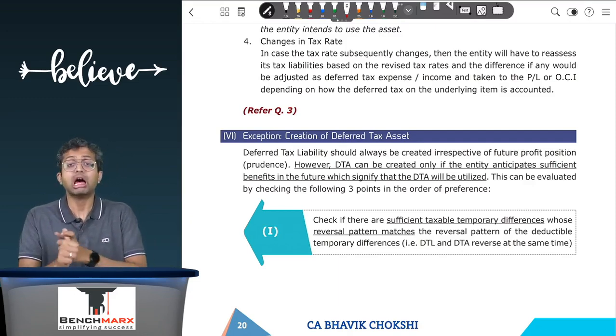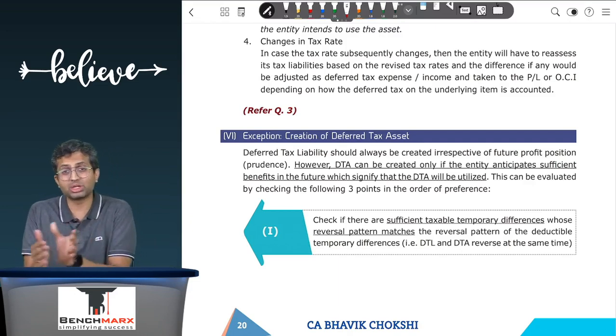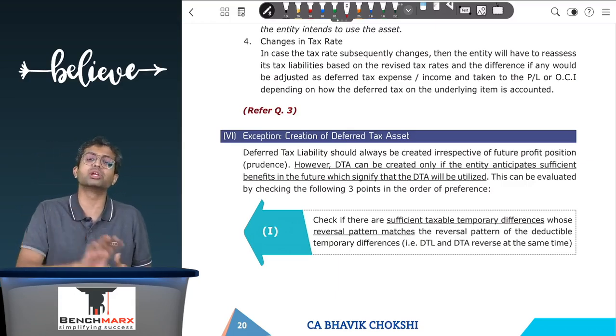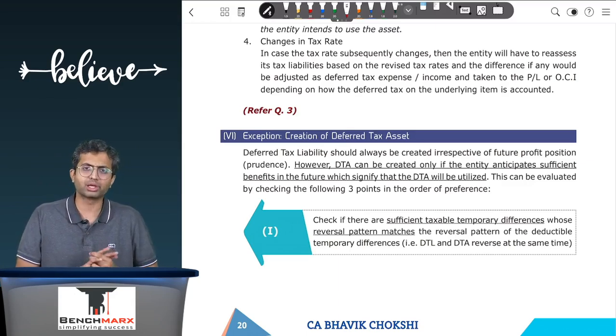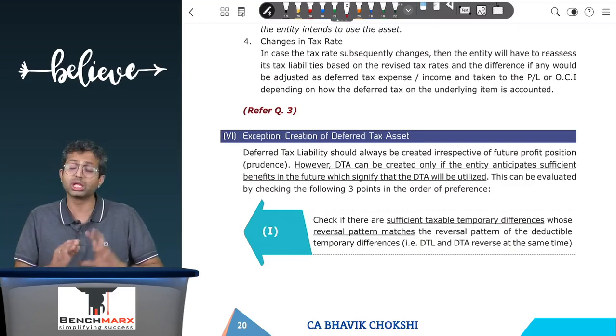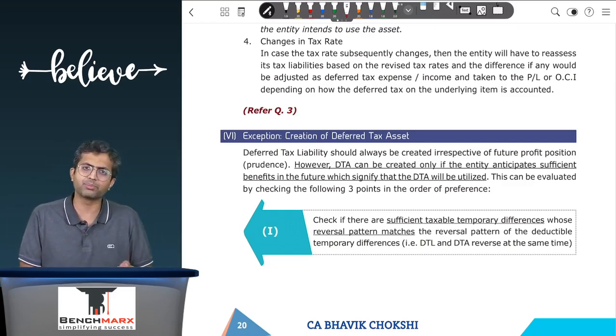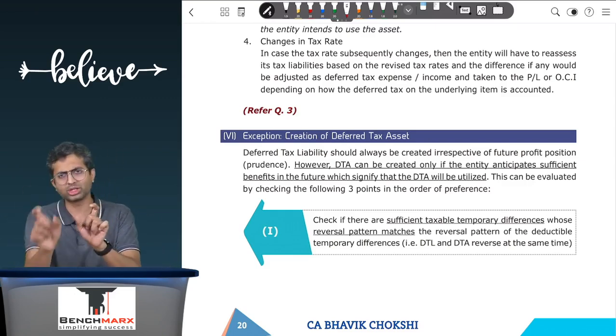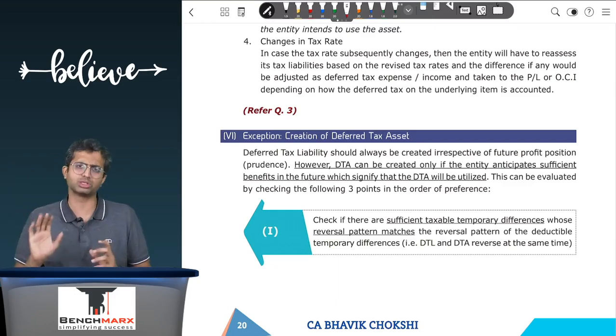First, they say that if the entity has sufficient taxable temporary differences whose reversal pattern matches the reversal pattern of the deductible temporary differences. Like for example, there's a taxable temporary difference of 9,000 which will reverse 3,000 in year 1, 3,000 in year 2, 3,000 in year 3. And there's a corresponding deductible temporary difference of 4,000 which will reverse over the remaining 4 years, 1,000 in year 1, 1,000 in year 2, 1,000 in year 3, 1,000 in year 4.